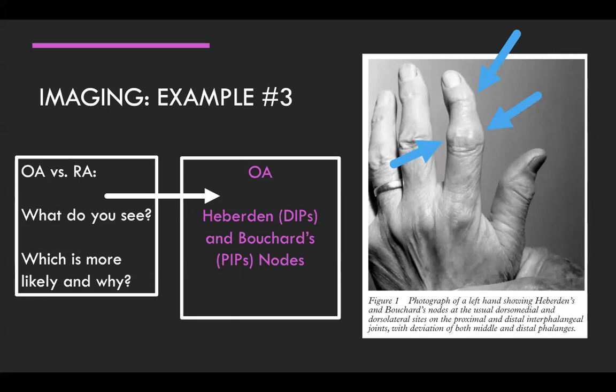In this particular picture, this is a representation of some of the nodules that could be present in osteoarthritis. These are referred to as Heberden and Bouchard's nodes, as I mentioned. Heberden is the name for those nodules that are present at the DIPs, versus Bouchard's at the PIPs. You can see at the PIPs a medial and a lateral nodule, and then lateral at the DIP.